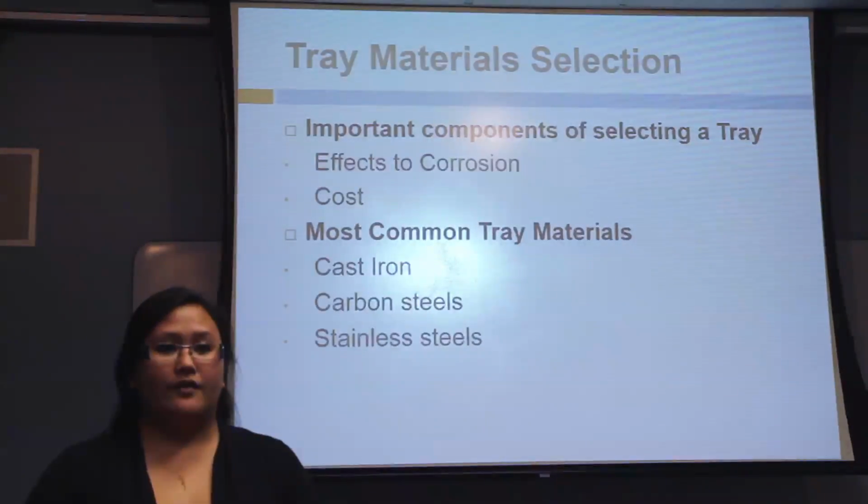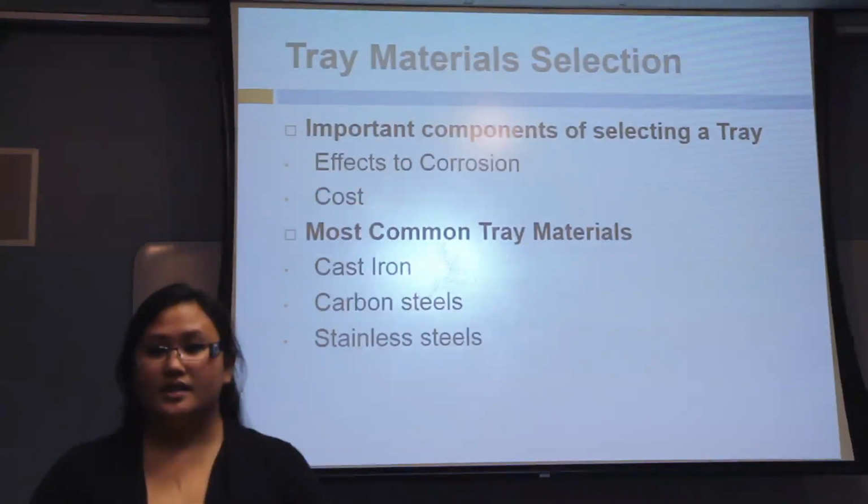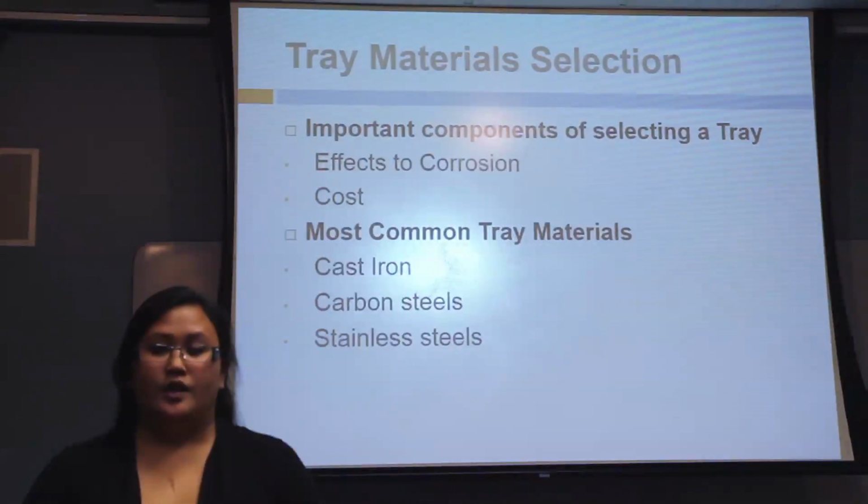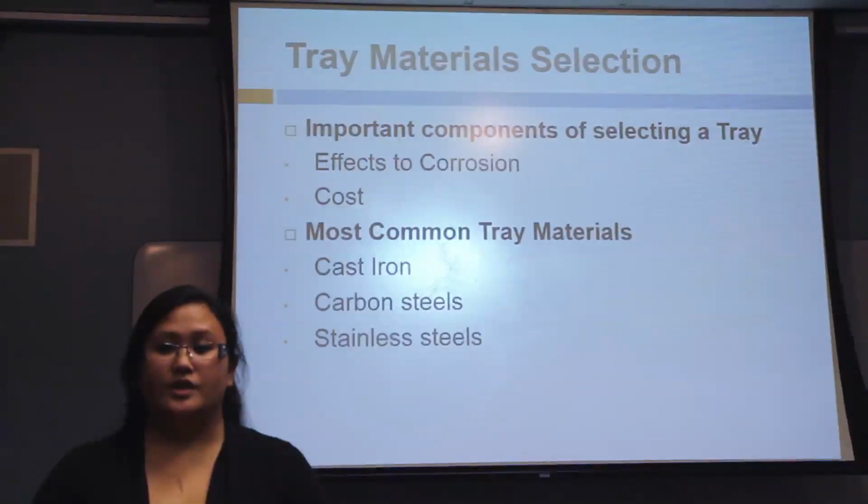So let's talk about the effects of corrosion. For processes that we expect any corrosion, we use a stainless steel. For processes that we don't consider any corrosion, we use carbon steels and cast iron. For example, the separation with the water and acetone. We normally use carbon steels and cast iron.